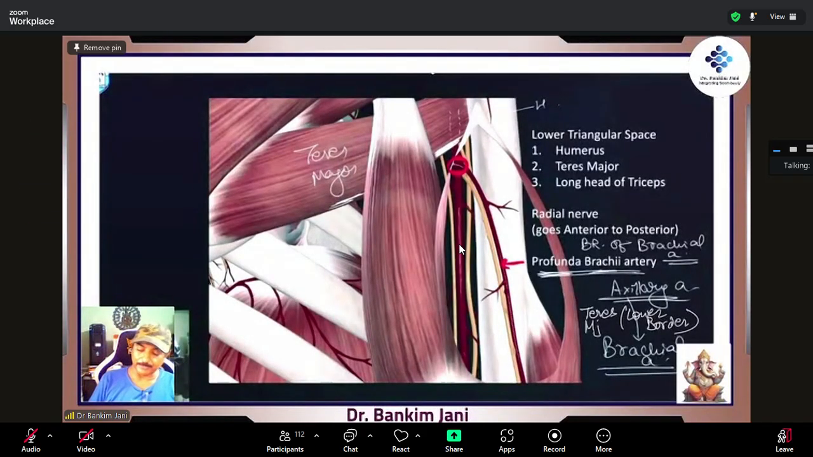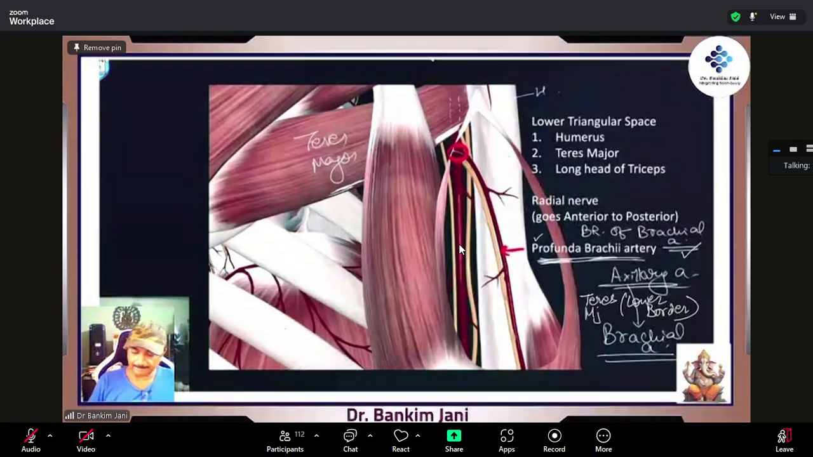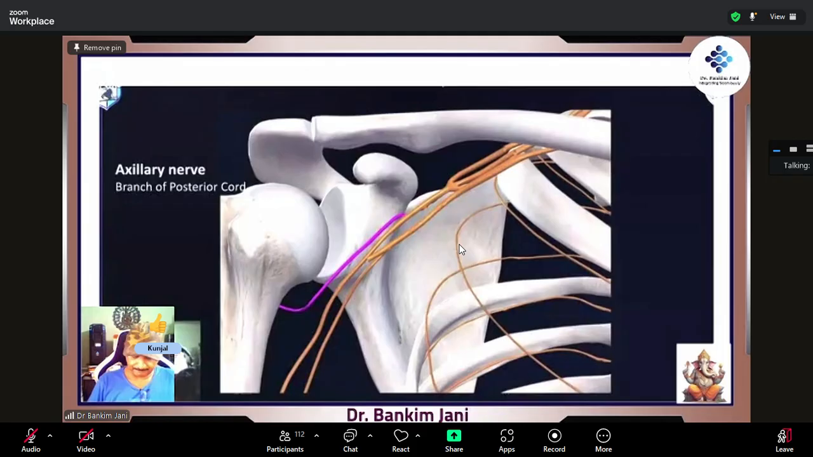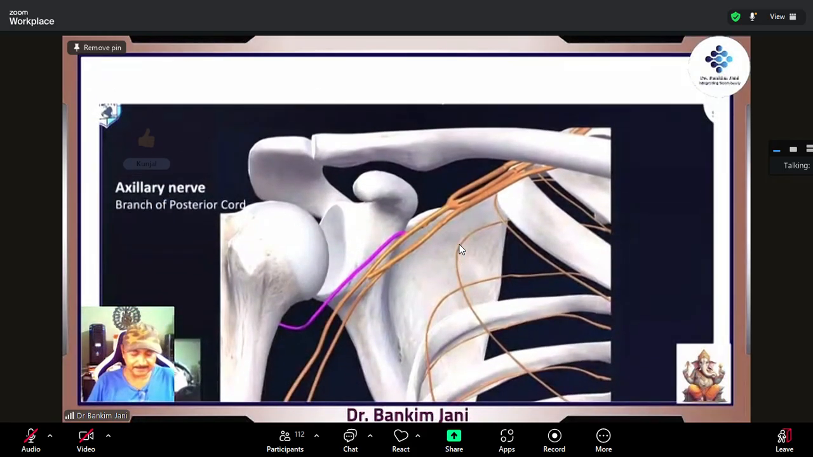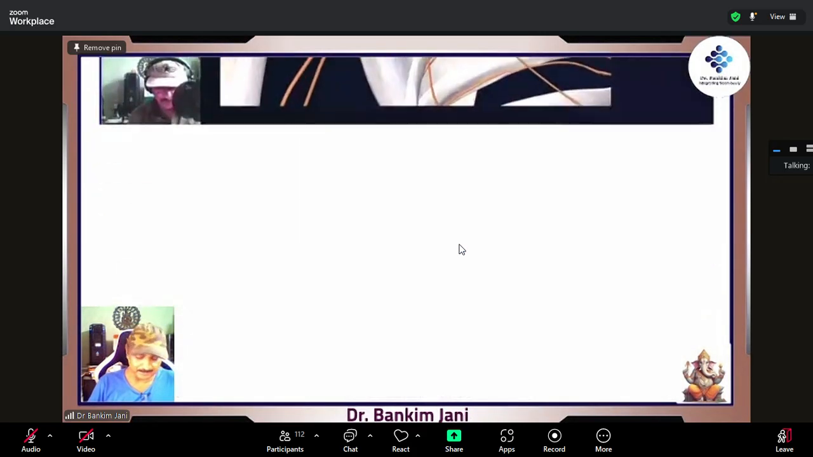And now we have added, the entire group remains the same. We have just added the profunda, right? So here it is. We have added this, the radial nerve. It goes anterior to posterior, and the branch of brachial artery is the profunda brachii artery. Here it is. It is a joint venture as a collection. Both the things are going together. Right. This is the axillary artery. Just sort of a revision.